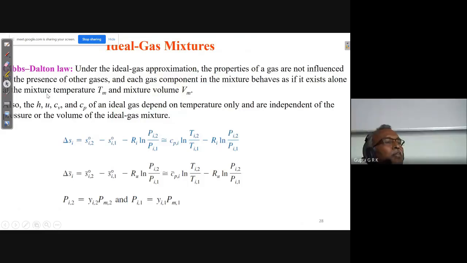Now there is the Gibbs-Dalton law. Under the ideal gas approximation, the properties of a gas are not influenced by the presence of other gases, and each gas component in the mixture behaves as if it is existing alone. That's what we have seen in Dalton's law and Amagat's law. It behaves as if it is existing alone, and it possesses some pressure and volume. In the same way, there is the mixture temperature and the mixture volume. So the U, H, CV, and CP of an ideal gas depend on temperature only and are independent of the pressure or the volume, because normally CP and CV are functions of temperature.